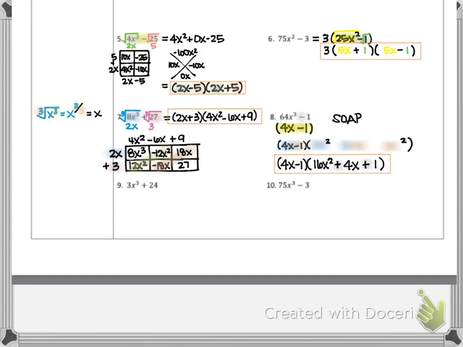So why don't you go ahead and pause. Remember, you should always look for a GCF first. A little hint on this one. Pause and see if you can factor question number 9, and then turn it back on and let's see if we match.